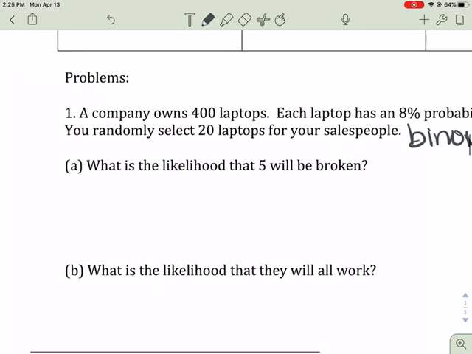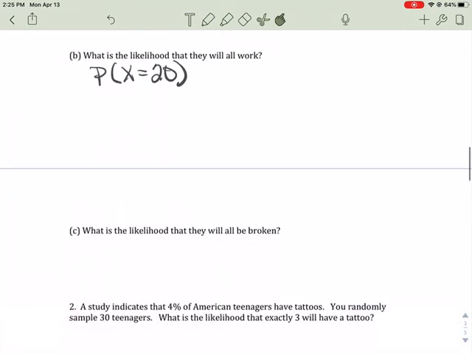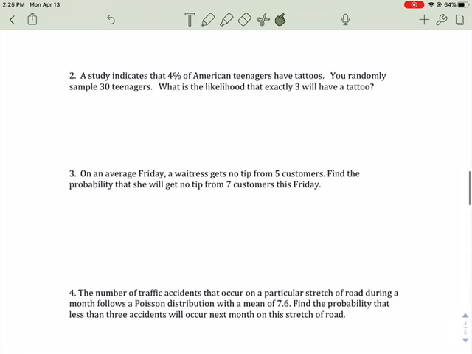Okay, so if I want to know what is the probability of x equals 5, I'm going to go to my binomial, I'm going to put it in, and I'm going to set that up so I can solve it. And then that they all work, so I'm looking at probability of x equaling 20. Okay? All right, so let's try the next one.